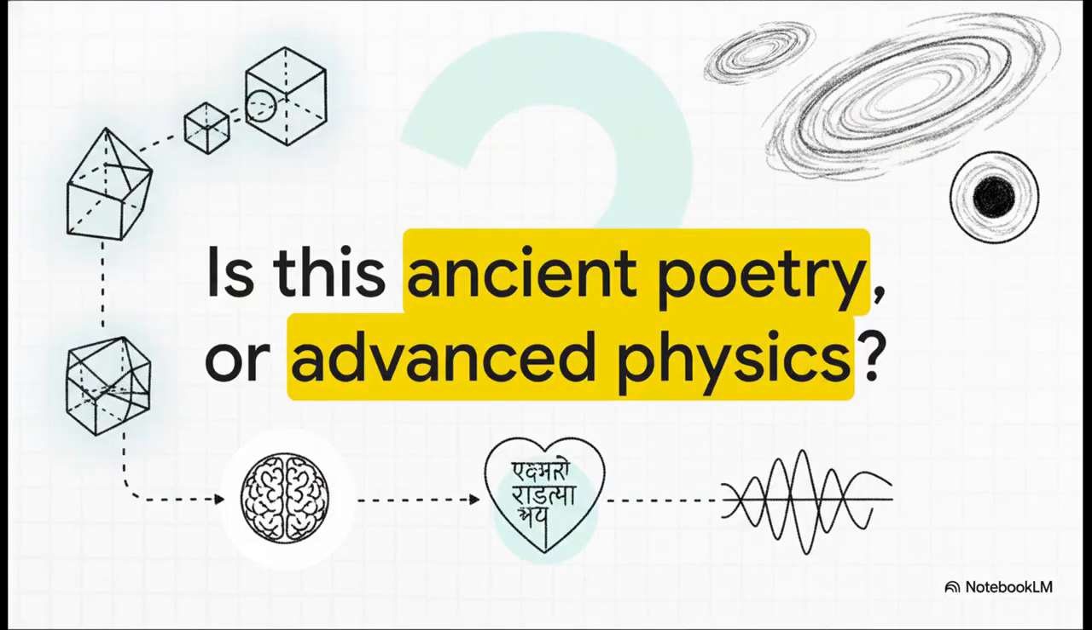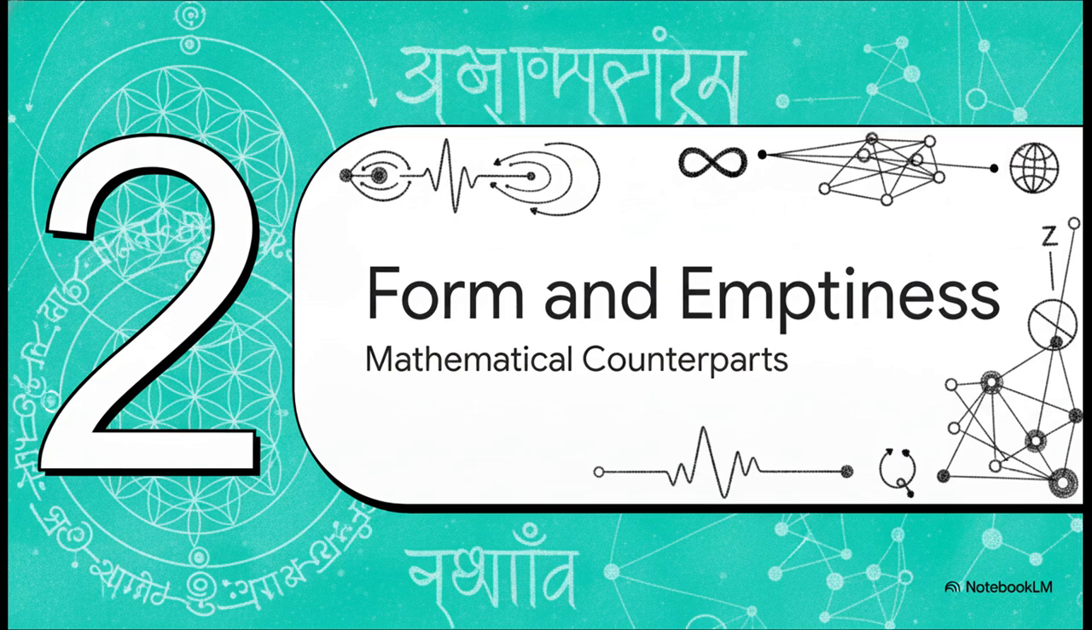Well, what if I told you it's not just ancient poetry? I want to completely shatter your expectations here. What if these ancient thinkers weren't just using spiritual metaphors, but were literally describing a rigorous mathematical boundary identity? What if they were laying out the exact geometric structure of the universe? So let's get right into it. Section 2. Math, form, and emptiness.